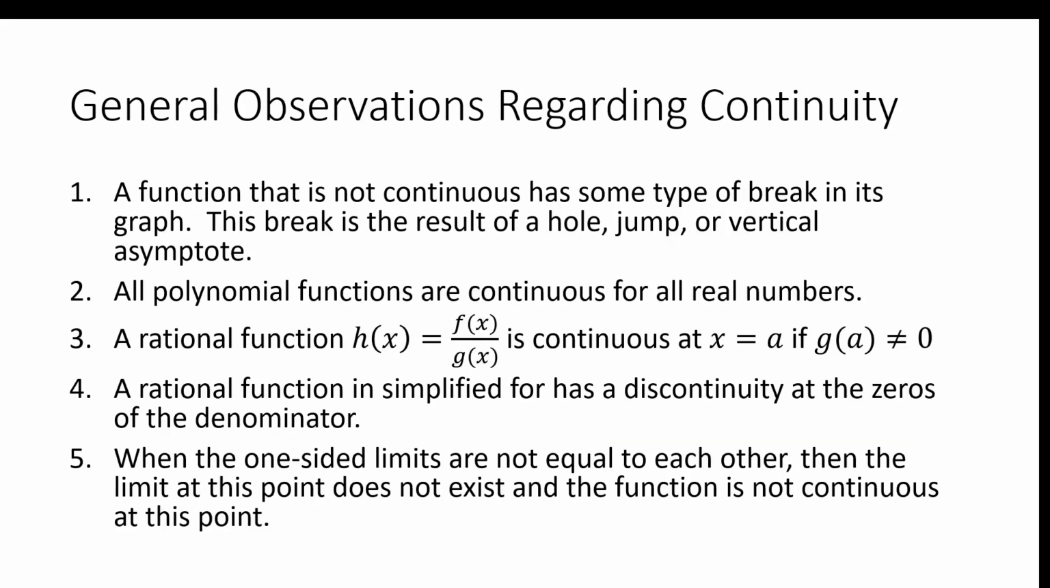We have our answer. So general observations regarding continuity. A function that's not continuous has some type of break in its graph. It could be a hole, jump, vertical asymptote. All polynomial functions are continuous for all real numbers.